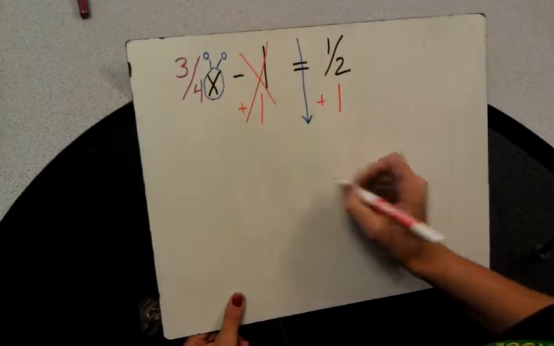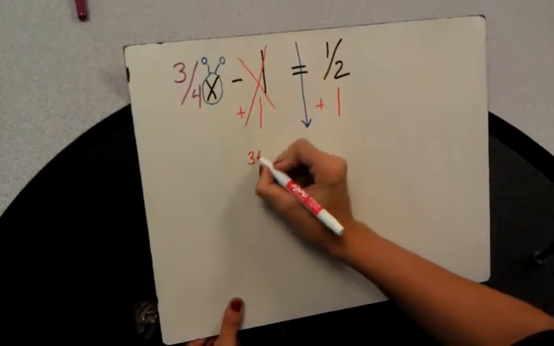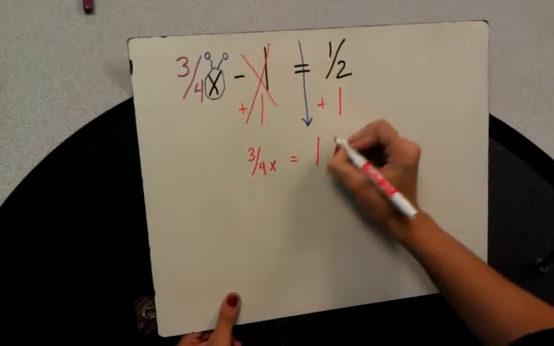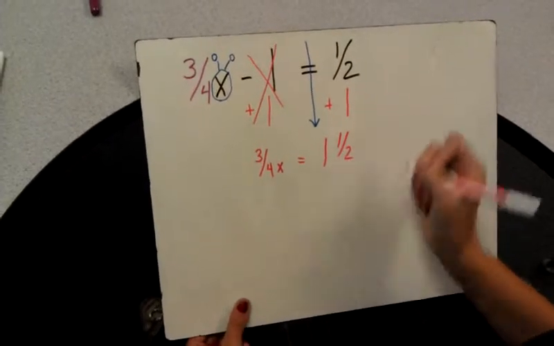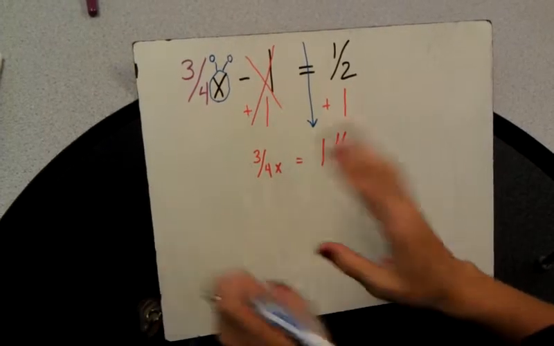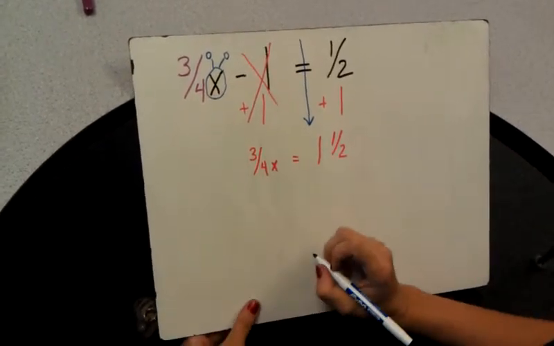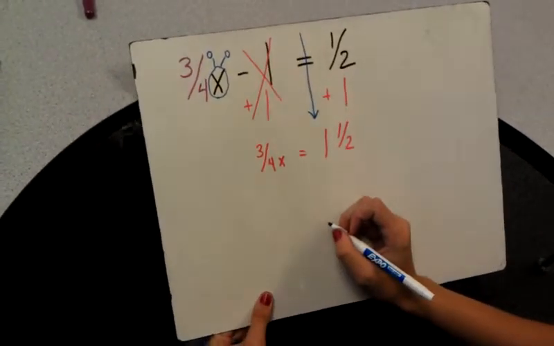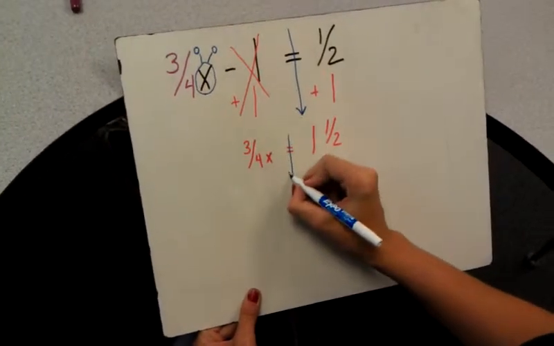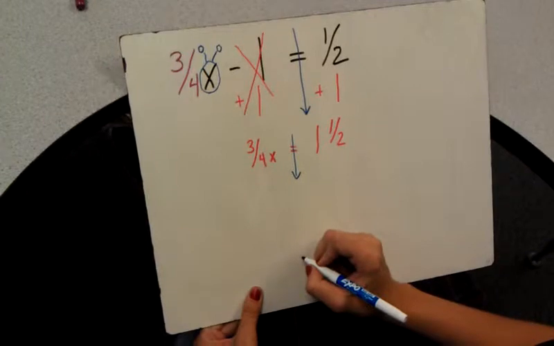So now I'm going to rewrite my problem. I have 3/4 x is equal to 1 1/2. Now, since my variable and my fraction are standing right next to each other, I know that that means multiplication. So I have to do the inverse operation to each side, which is divide.